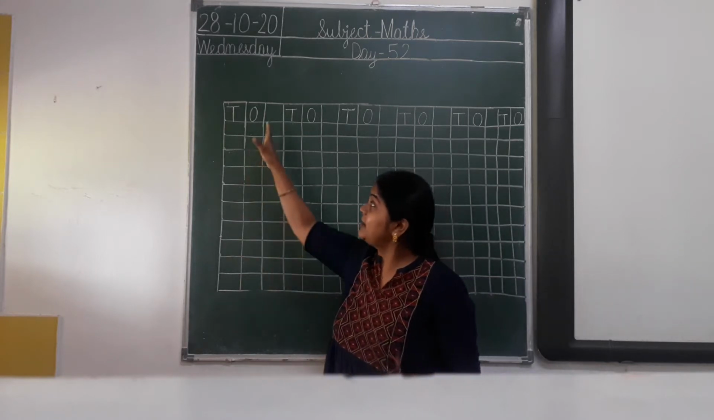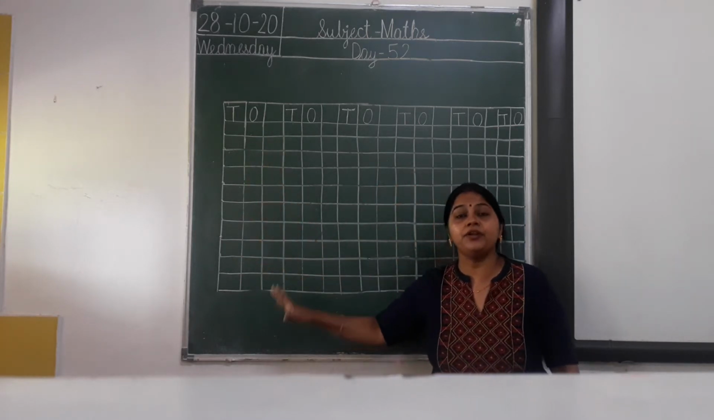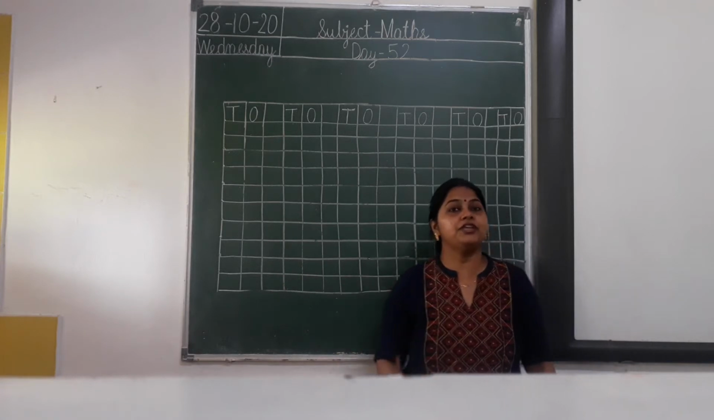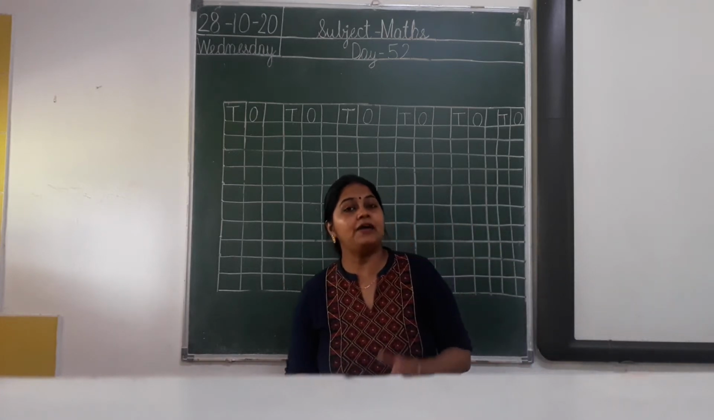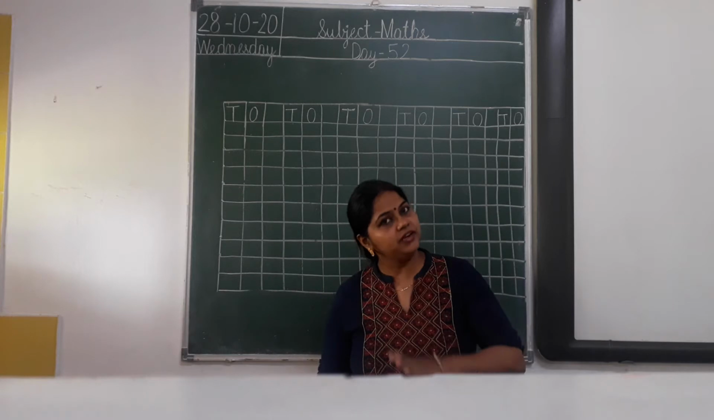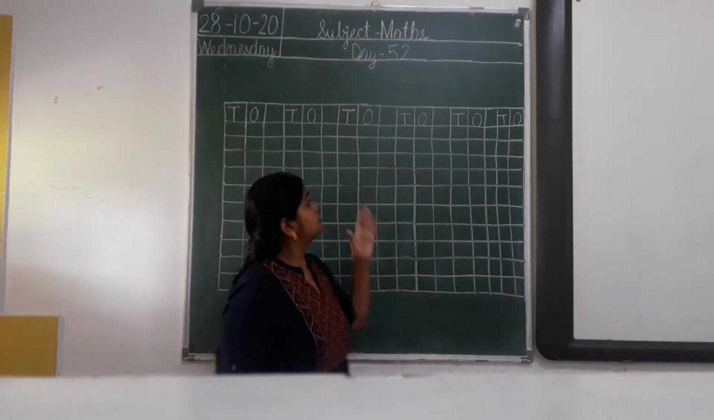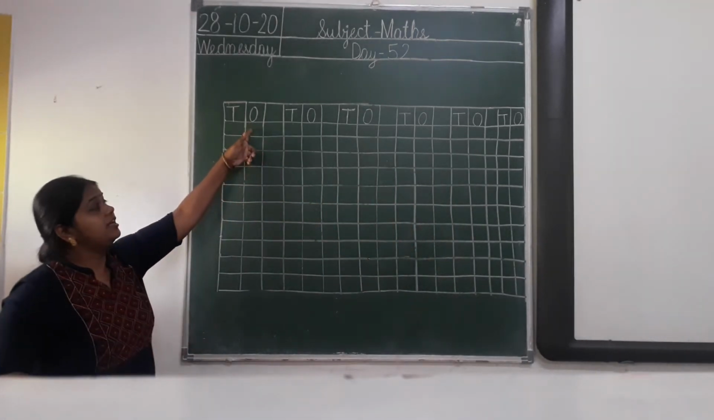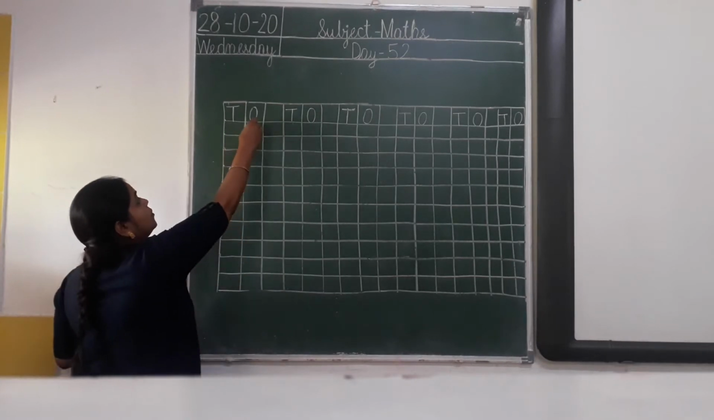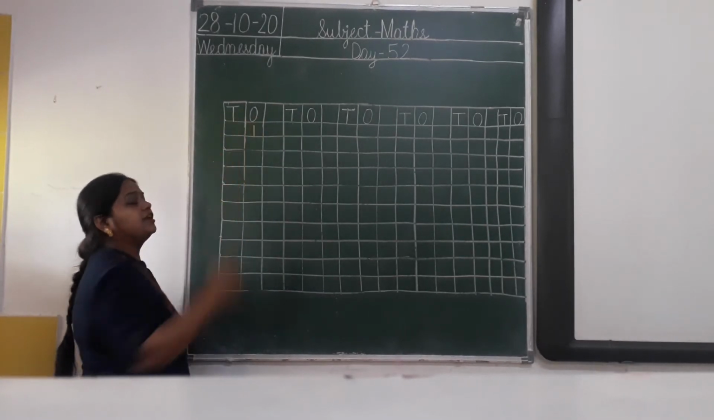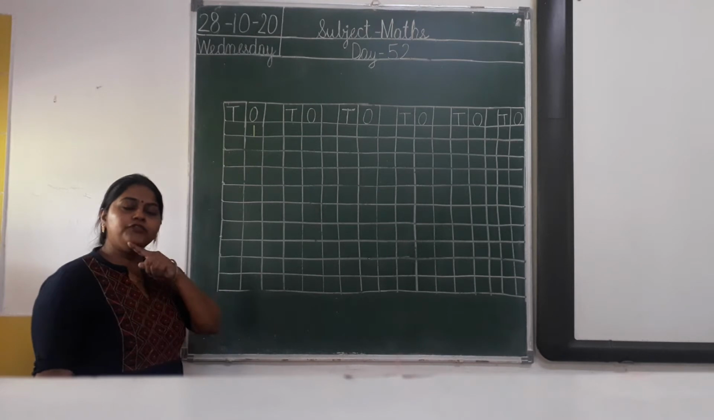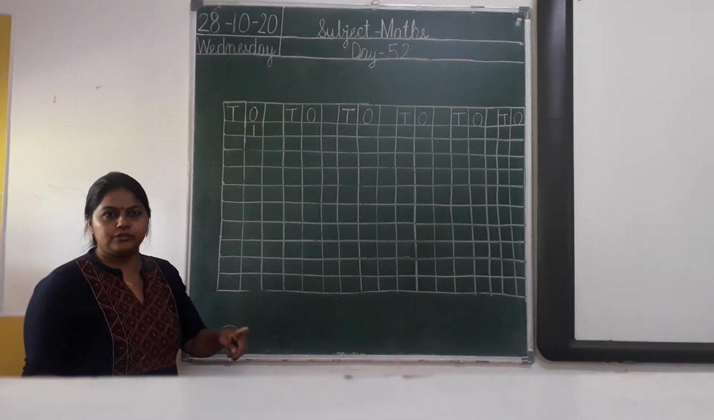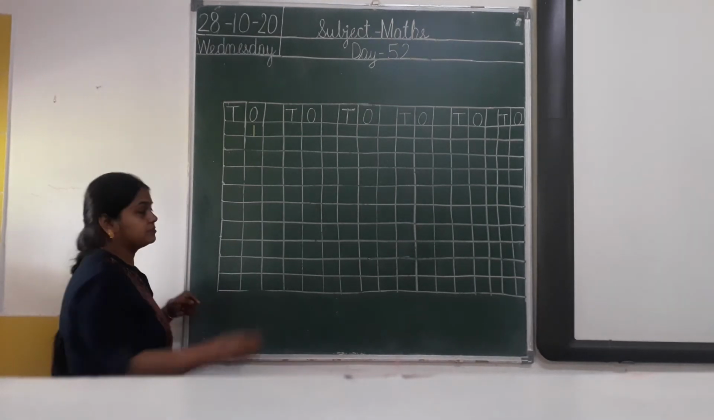First, I will write the numbers on the blackboard and you also have to read the numbers carefully. You have to identify the number and then read the number. So, first, I am going to write 1. Read. Now, say 1. All of you have to do the counting from 1 to 60. Say 1.